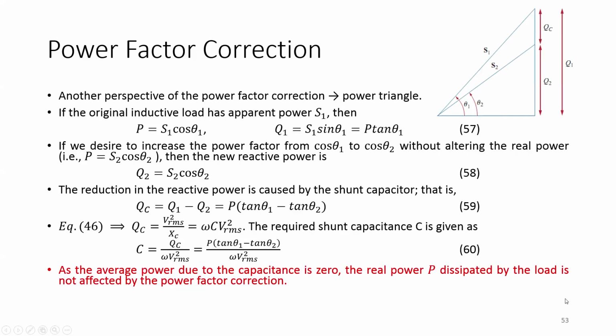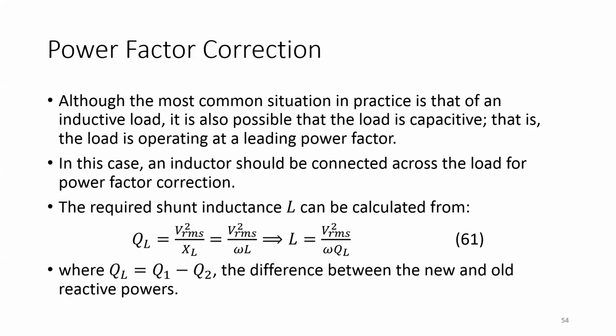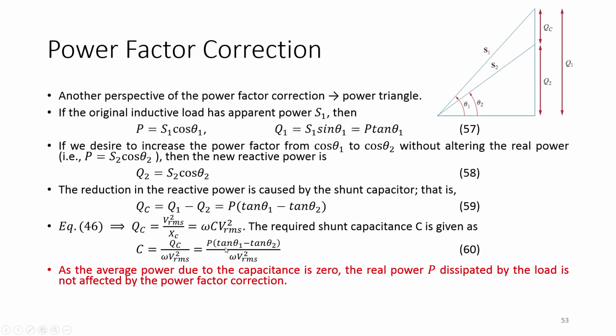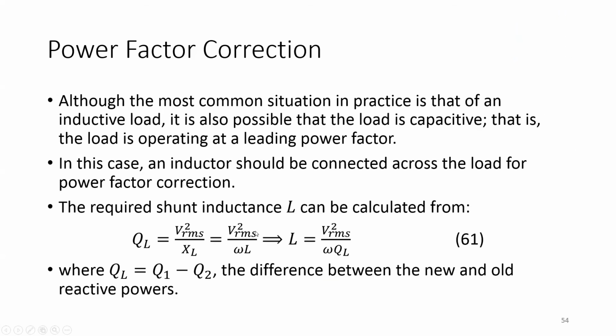In this slide number 53, we proceeded with respect to the real power and the capacitance for an inductive load, where we need to correct the power factor using a capacitor. However, although it is not very common, there can be some case in which we have a leading power factor. In that case, we need to add an inductor in parallel to the load for correction of the power factor, and proceeding in a similar way, we can reach equation number 61 for finding the size of the inductor required for the correction of power factor.